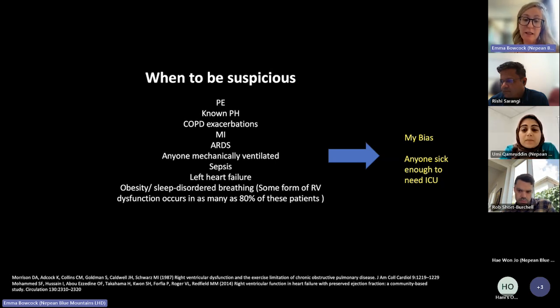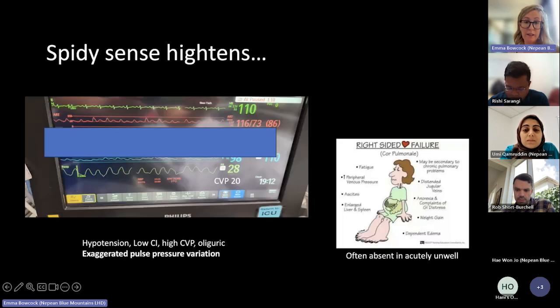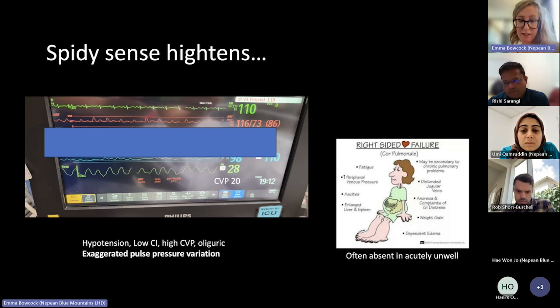Sepsis, left heart failure, of course, they usually come hand in hand, and obesity and sleep disordered breathing. These patients are high risk as well. So for me, that spidey sense does heighten whenever I've got an arterial line outline that's showing pulse pressure variation, especially if you've got invasive hemodynamics with that classic picture of low cardiac index, high CVP, patients needing pressors, they're oliguric.